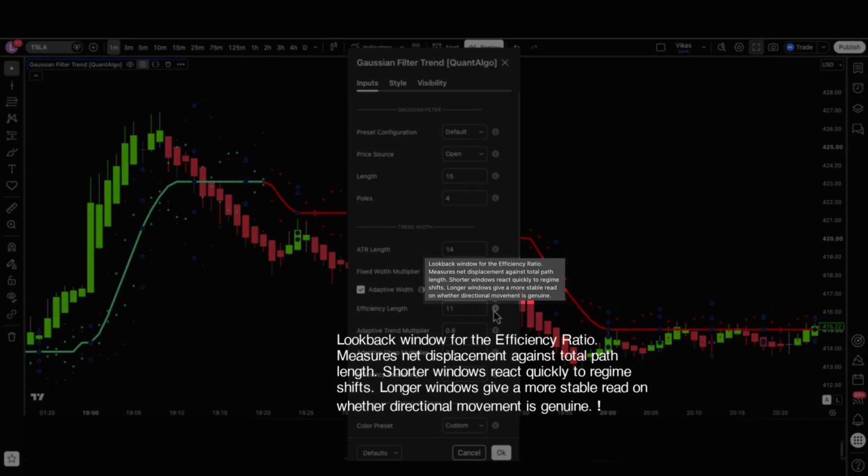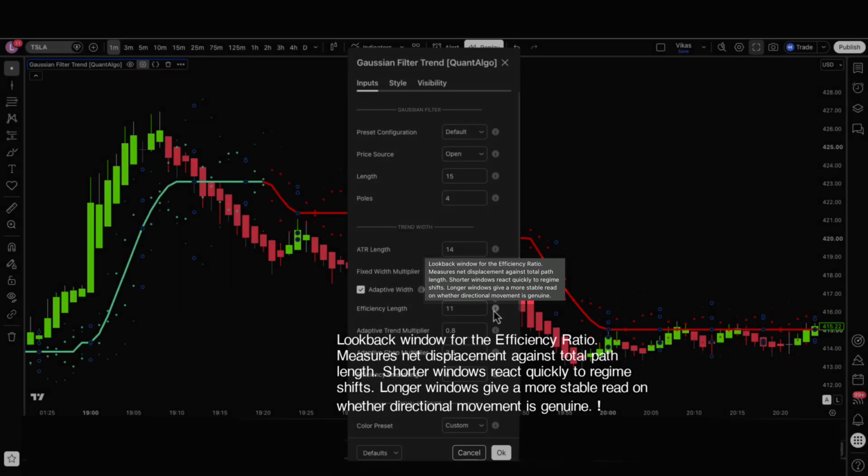This is the look back window for the efficiency ratio. It measures net displacement against total path length. Shorter windows react quickly to regime shifts. Longer windows give a more stable read on whether directional movement is genuine.